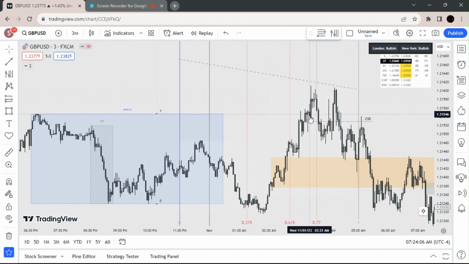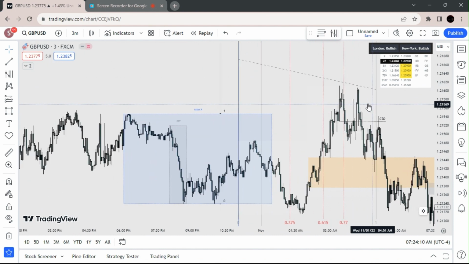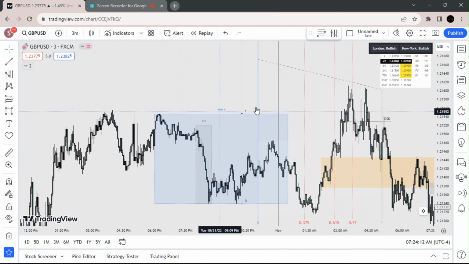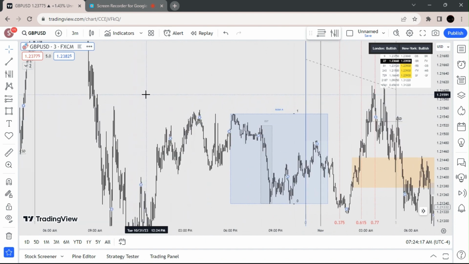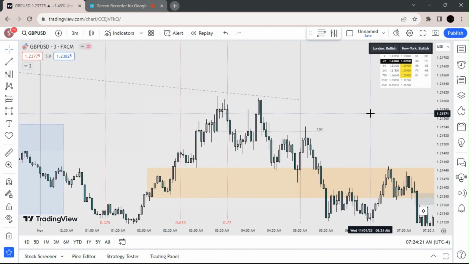So right here, you can see you have this bullish engulfing candle right here. Well, that candle had ran certain highs, okay? That candle ran highs over here, all right?